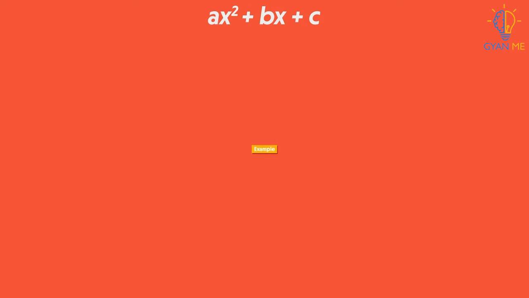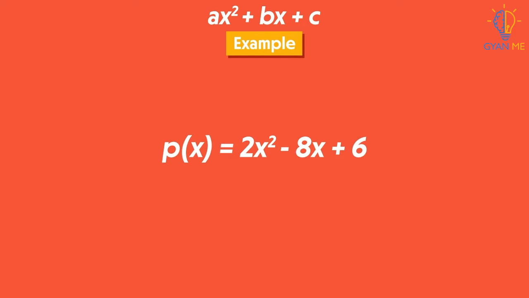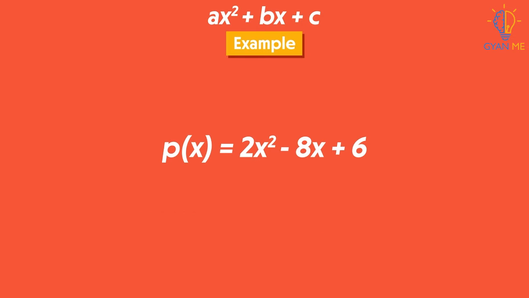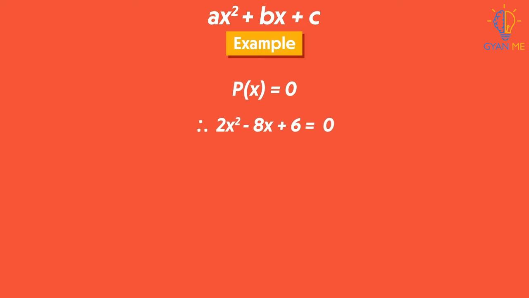Let's do it by taking an example. Say we have p of x is equal to 2x square minus 8x plus 6. On factorizing it by the middle term splitting method, we get its factors, which give the zeros also. To find zeros, let's take p of x equal to 0. Therefore, 2x square minus 8x plus 6 is equal to 0.